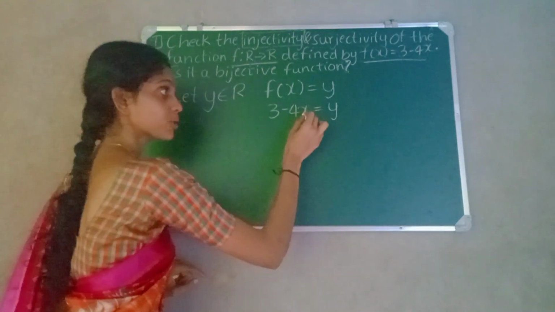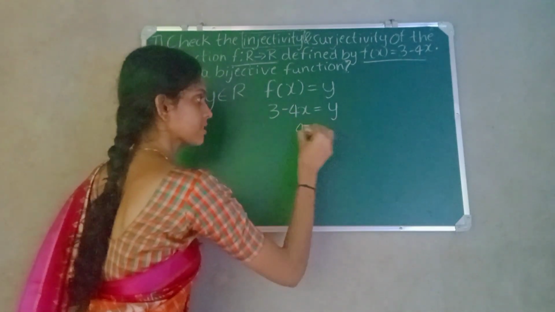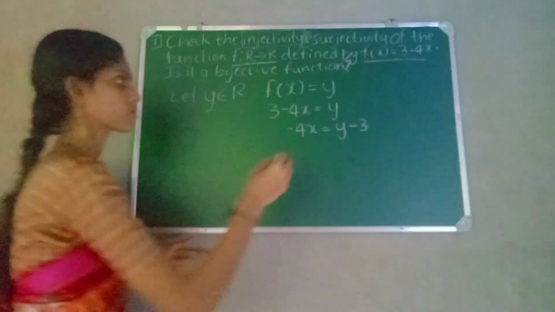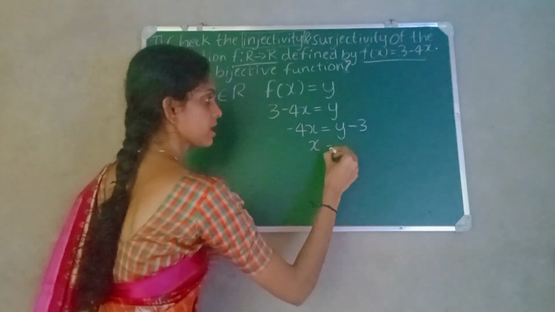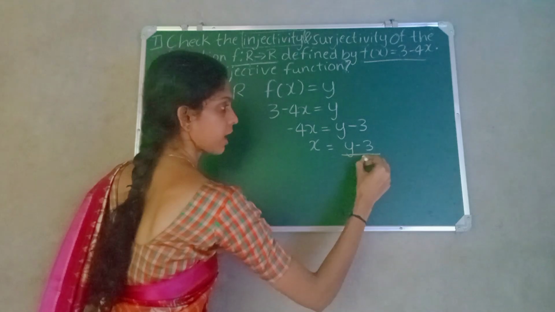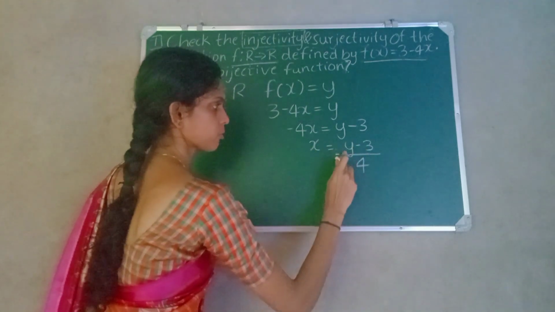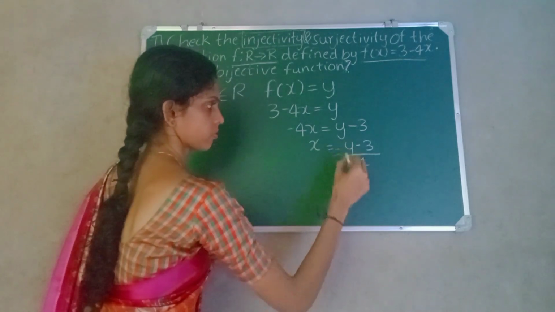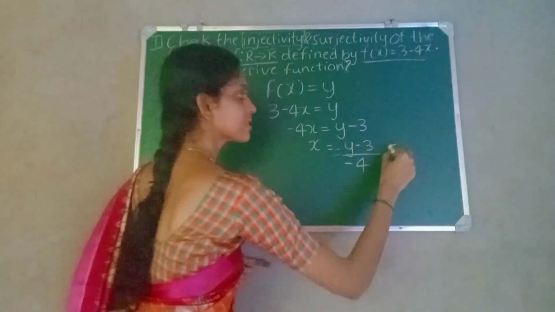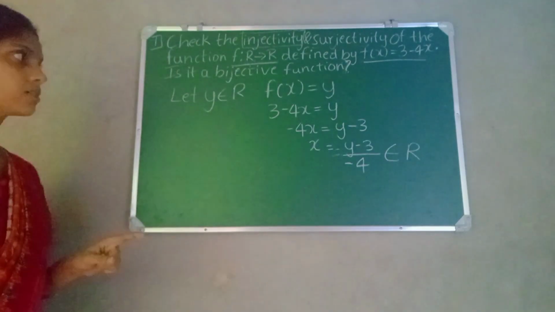Rearrange the term so that we get this x value. So first, 4x, keep here only y minus 3. Next, keep x here only, y minus 3 divided by, actually minus 4, right? Minus here only, minus 4. So this term belongs to R. This term belongs to R.